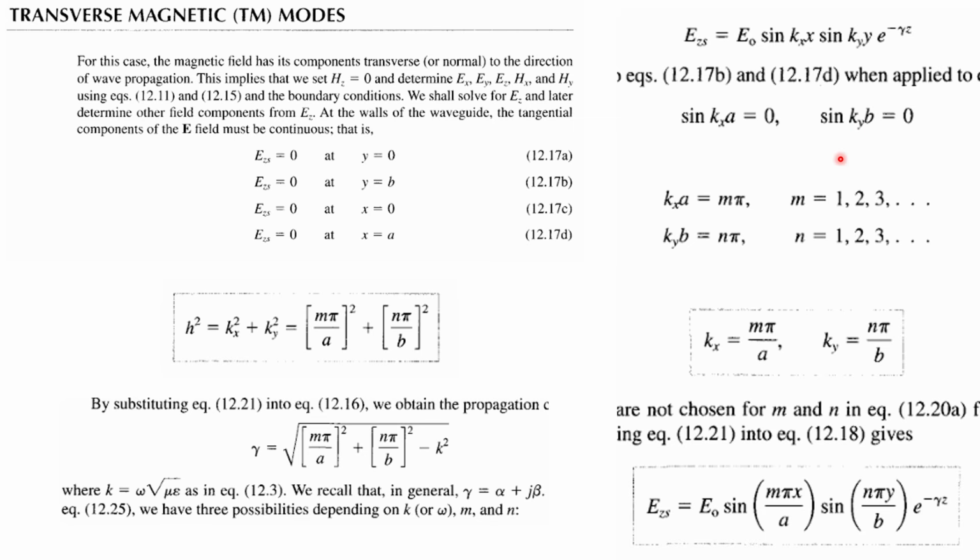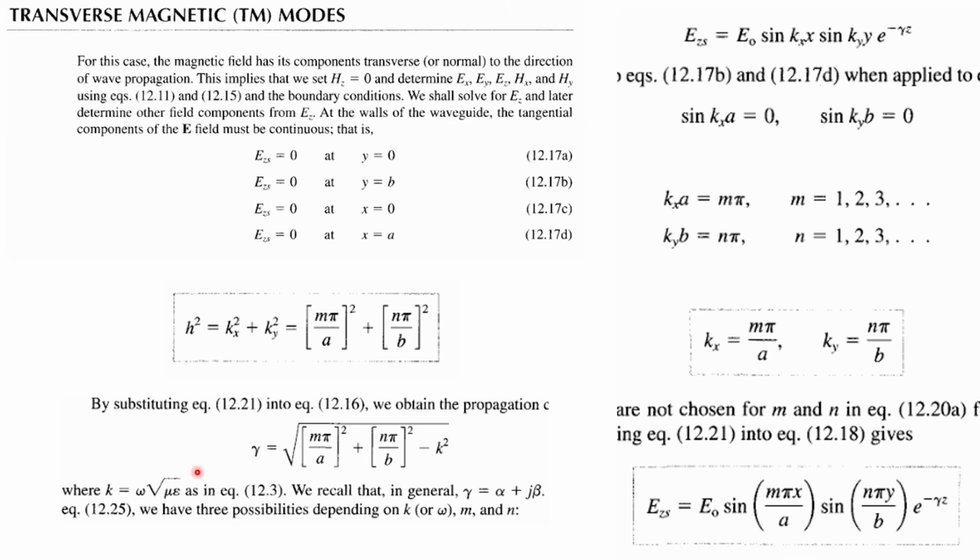Similarly, for the other term, sine of ky b is equal to 0, so ky b is equal to n pi. So now here you can get the values of kx and ky. Once you get the values of kx and ky, just replace them here. Then you will get the value of h square. So h square finally will be (m pi by a) whole square plus (n pi by b) whole square.